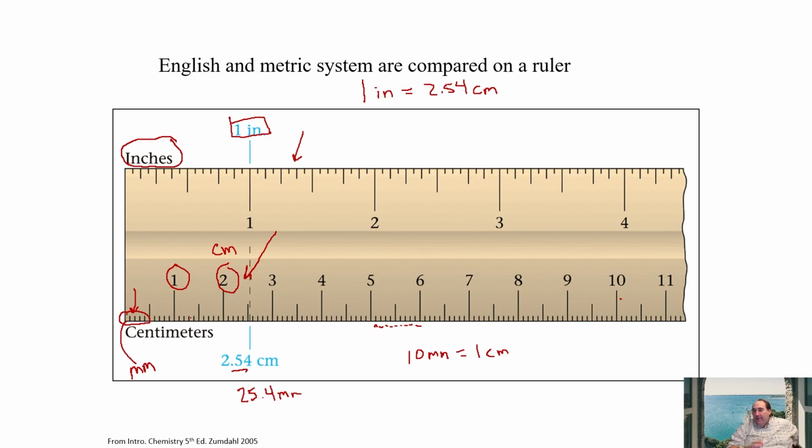So it's always good to know how to properly look at a ruler. And again, on the centimeter scale, you also have millimeters, which are the smaller numbers that are there.